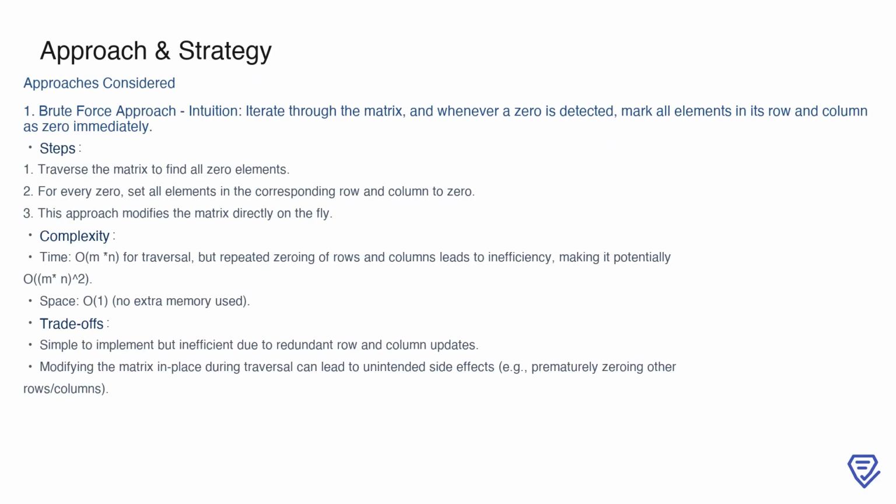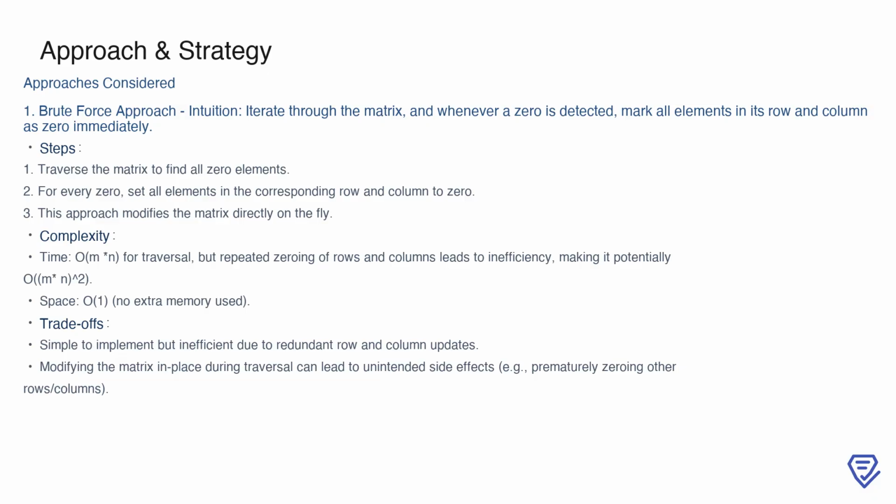To solve the problem of setting matrix zeros, we first considered a brute force approach. The idea here is straightforward: iterate through the matrix, and whenever a 0 is encountered, immediately set all elements in that row and column to 0. This method modifies the matrix directly as we traverse it. However, this simplicity comes with significant trade-offs.